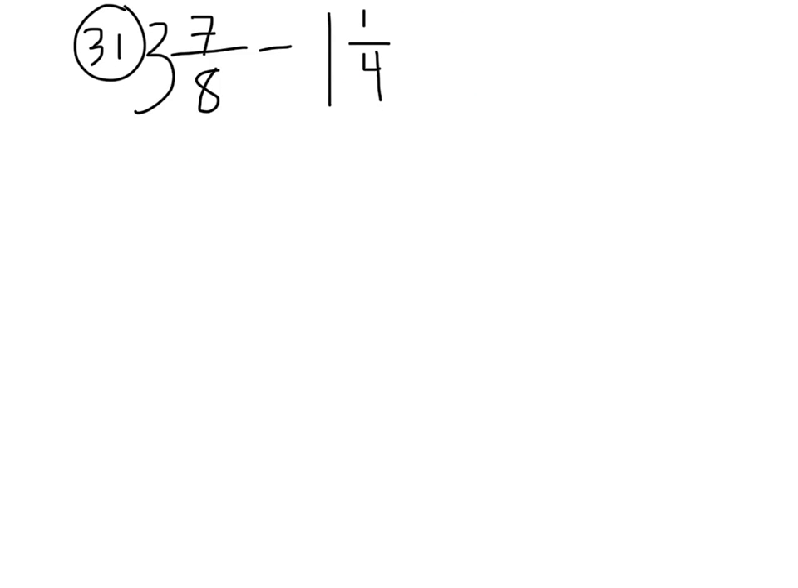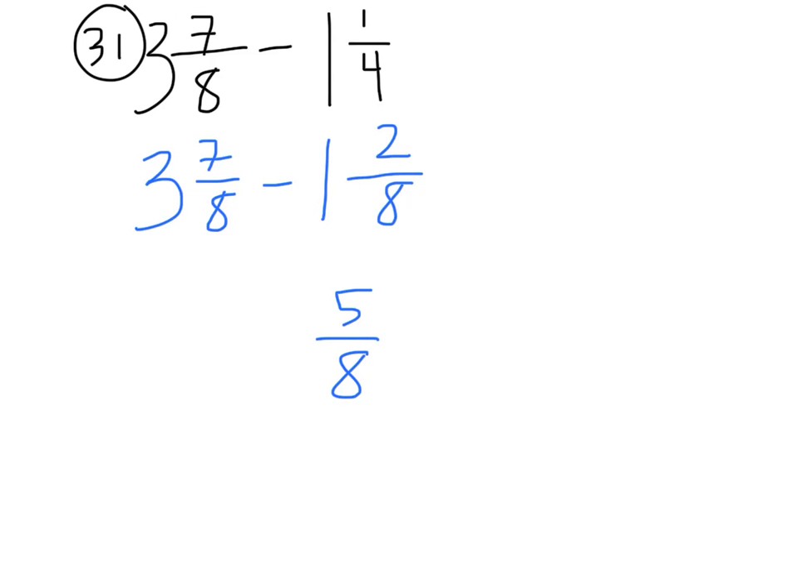Number 31, 3 and 7/8 minus 1 and 1/4. Rule 1, get common denominators. 8 is my common denominator. This one is times 2. Subtract my fraction part. Subtract my whole number part. That cannot be simplified.